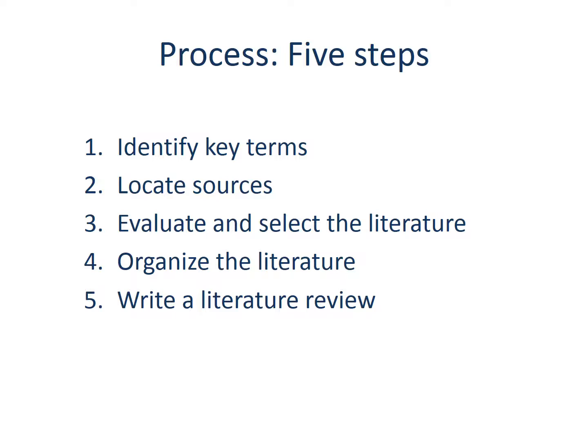In general, any literature review will involve 5 steps. First, you will identify key terms so you can search the sources that you will be using for your literature review. Once you locate enough materials, you will evaluate and select the literature that will go into your literature review. Then you will organize the literature to serve your need, and finally, you will write a literature review.